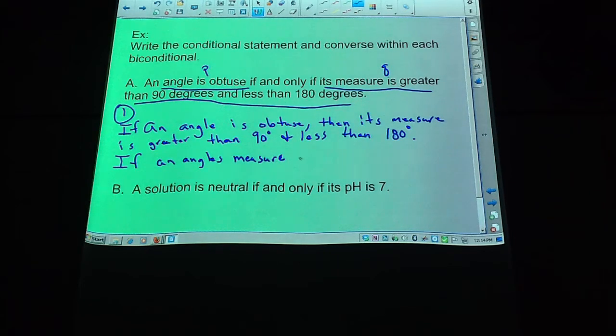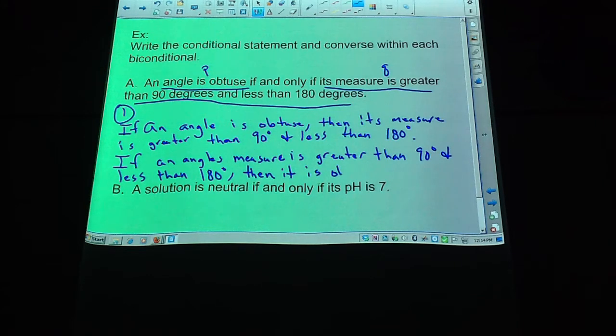So if an angle's measure is greater than 90 degrees and less than 180 degrees, comma, then it is obtuse. Alright, notice that both of the conditional and the converse are true. That's why we can write it as a biconditional.